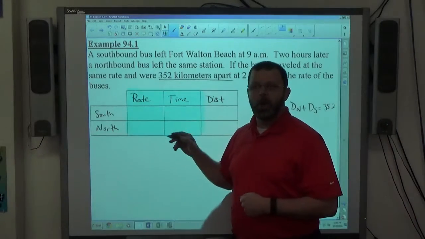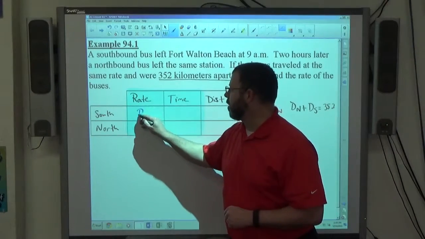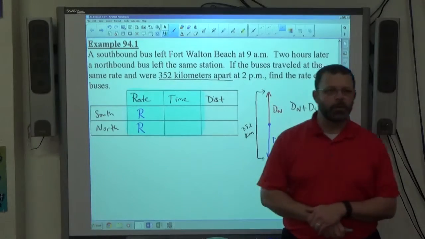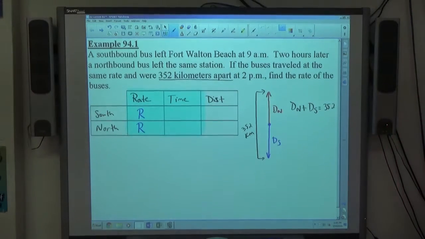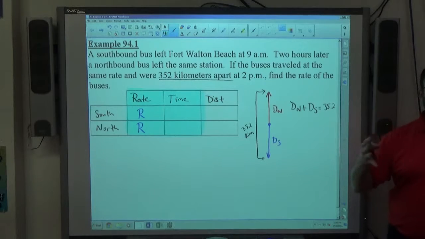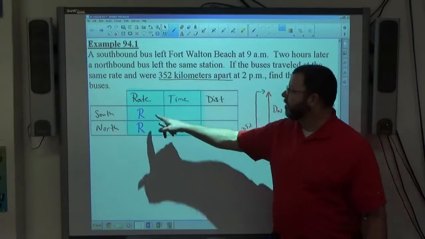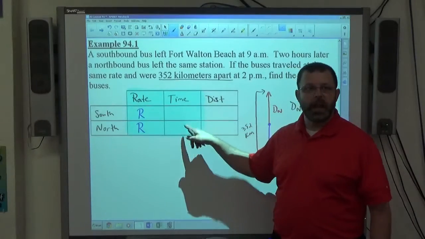Okay, that means we don't know it, but we can use the same letter to represent both. So if I use R for the rate of the south bus, I can use R for the rate of the north bus. Another way they might put that, they might say one bus was faster than the other bus by 10 miles an hour, so R plus 10. One bus went twice as fast as the other bus, R and 2R. So they're going to give you some type of relationship to be able to use the same letter to represent both things. Since I used a variable in the rate box means I have to know the times.